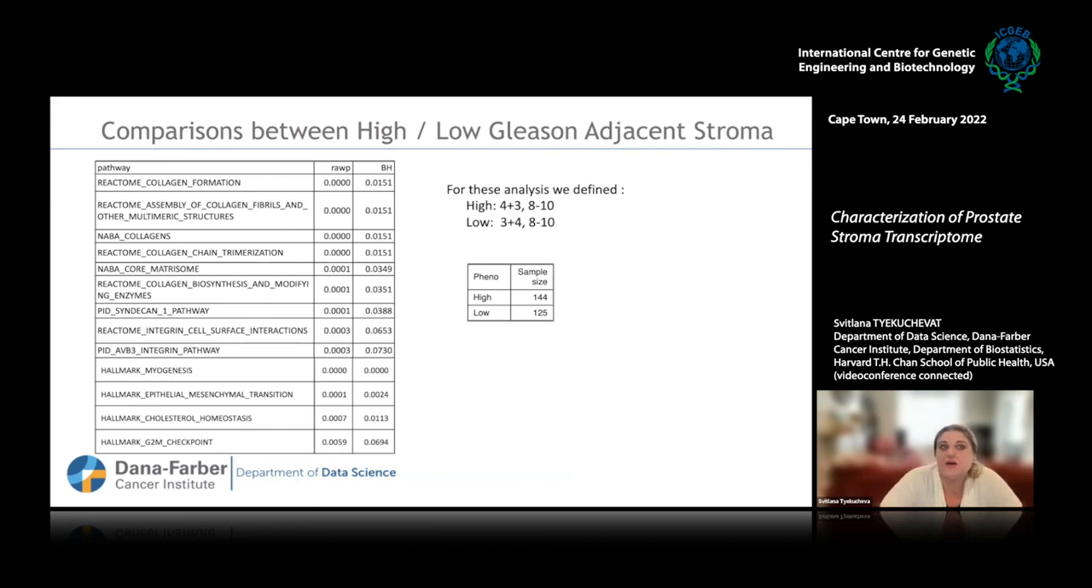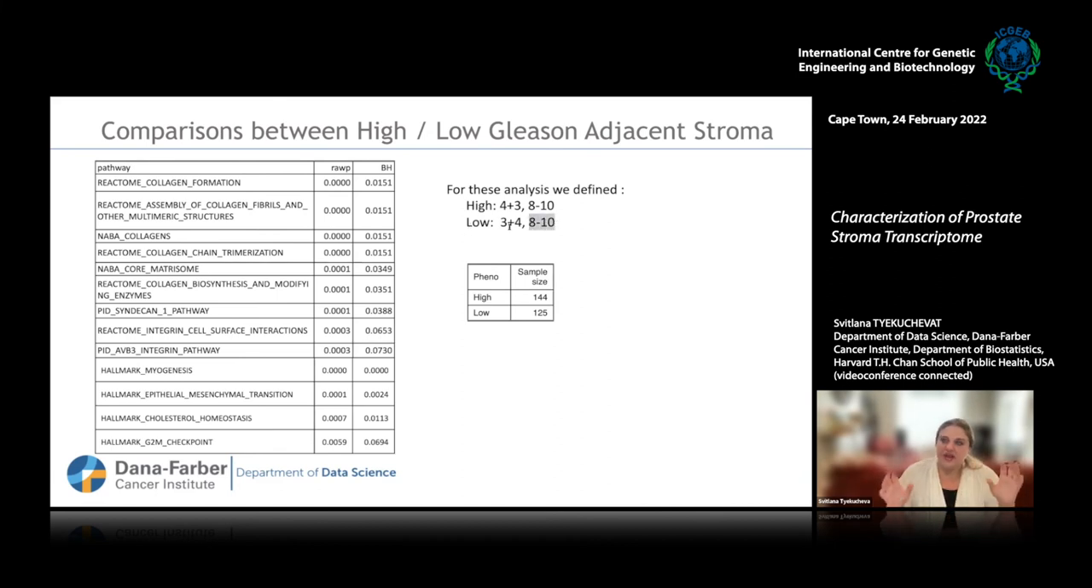And then we looked at the comparisons between high and low Gleason grade. For this specific analysis, to increase our sample size, we defined high Gleason as 4+3 and 8-10, and low as 3+4 and 6. And 3+4 and 3+3. I apologize for the typo.